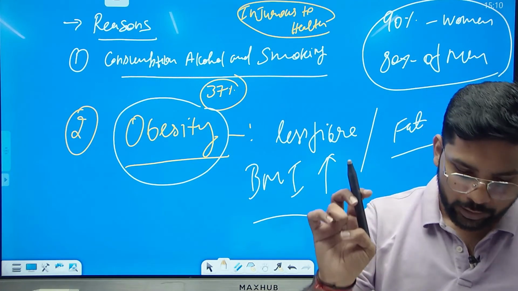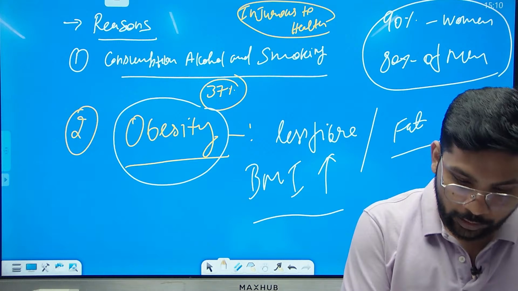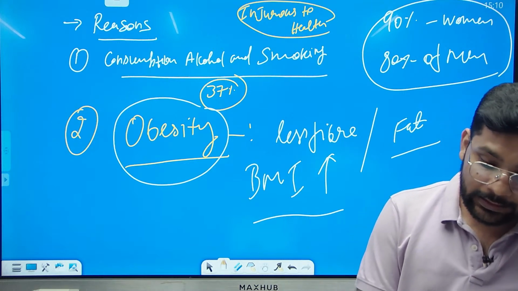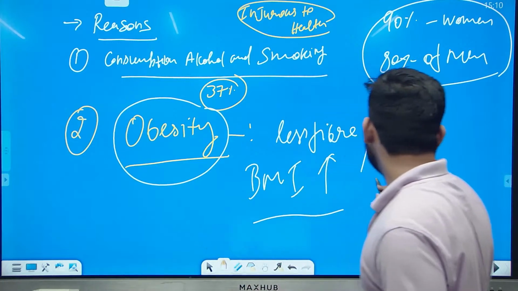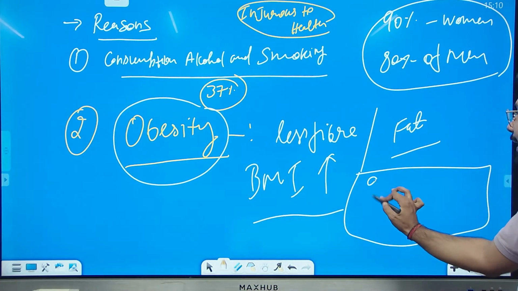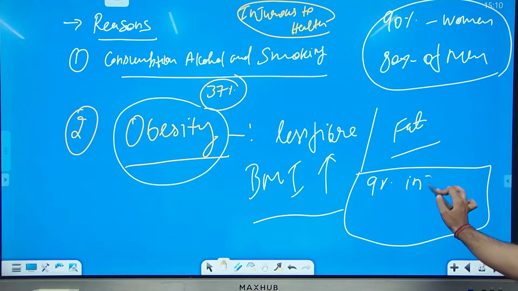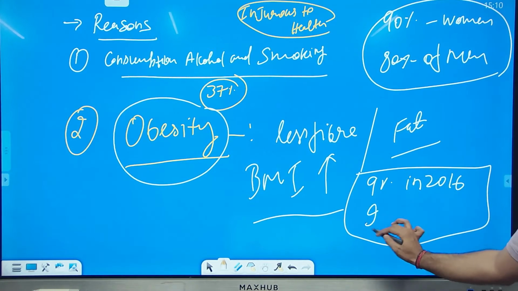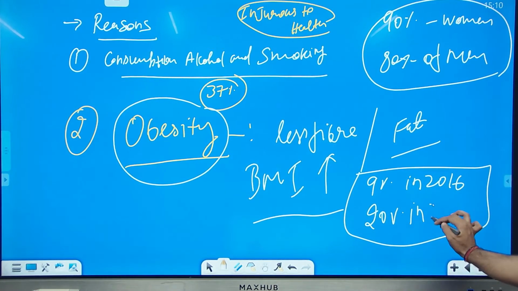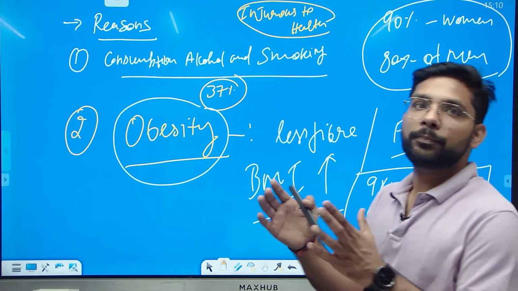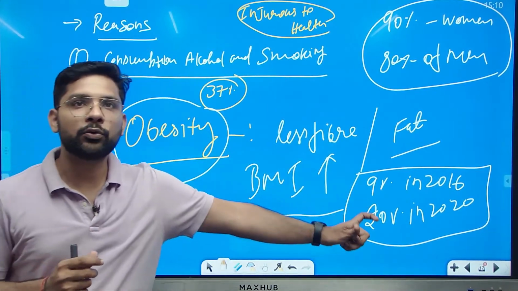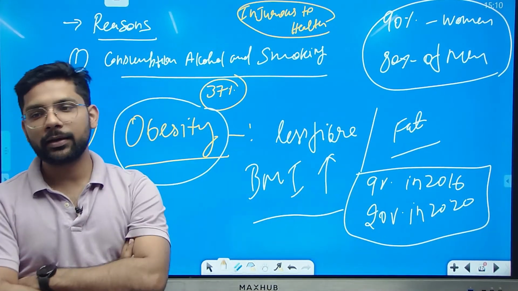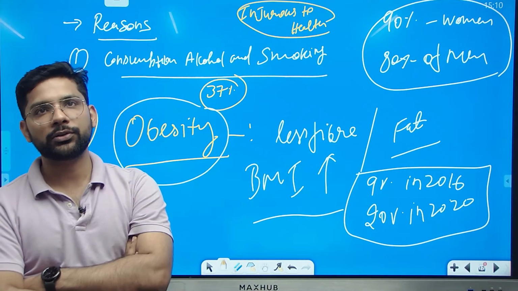The second is the obesity. Obesity incidence increased from 9% in 2016. The obesity incidence was 9% in 2016. It increased to 20% in 2020. A huge jump. 9% से 20% of the cancer cases due to the obesity in the year 2016 to 2020.